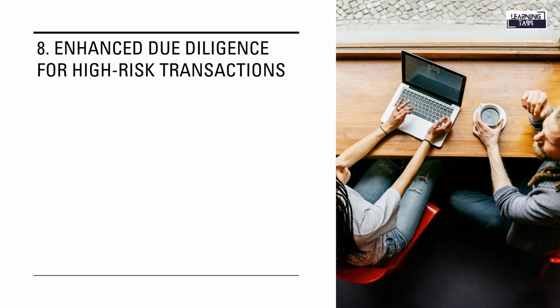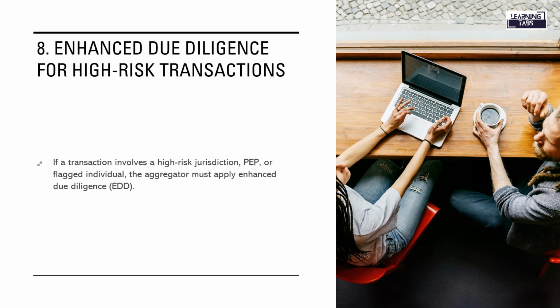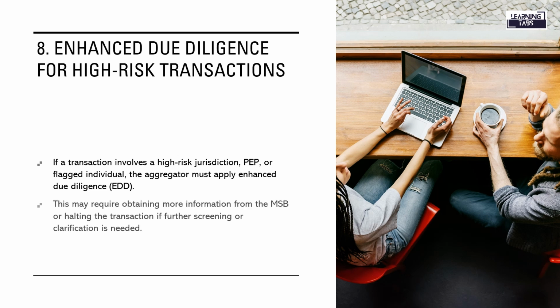Number 8. Enhanced due diligence for high-risk transactions. If a transaction involves a high-risk jurisdiction, PEP, or flagged individual, the aggregator must apply enhanced due diligence, EDD. This may require obtaining more information from the MSB or halting the transaction if further screening or clarification is needed.